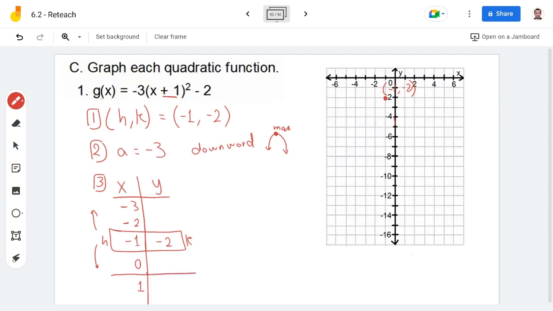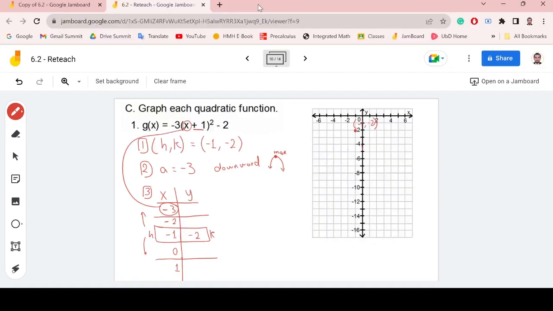Now make your tables, substitute the numbers in the formula. You can use your calculator or you can do it mentally. I will use the calculator for only this question. So I write -3 times, -3 plus 1 to the power of 2, minus 2. Just put everything in the calculator, and you will get the answer -14.